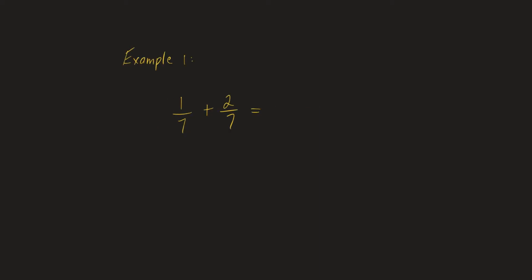So with our first example here, we've got 1 over 7 plus 2 over 7. When our denominators are the same, when we're adding fractions, we're going to keep the same denominator. But now what I need to do is look at our numerators. We have 1 and 2, so I'm going to add our numerators. 1 plus 2 gives me 3. So the answer to that one is 3 over 7.